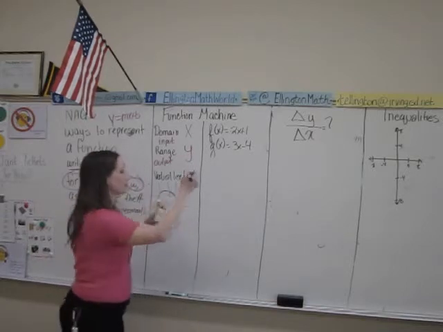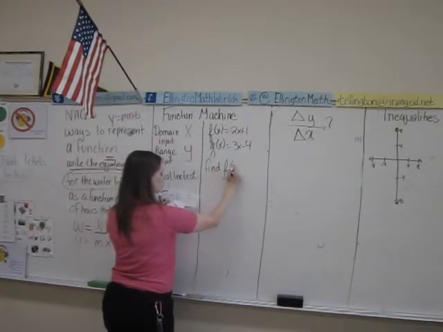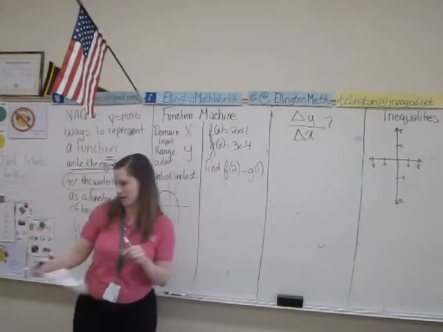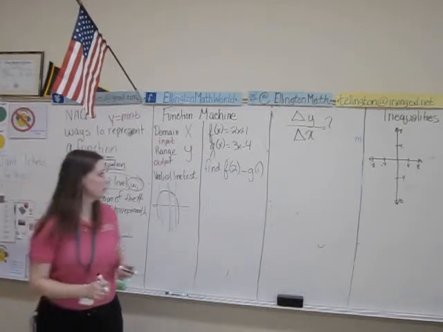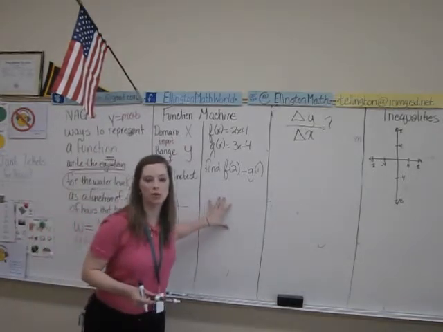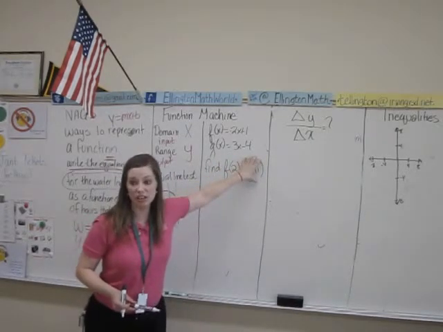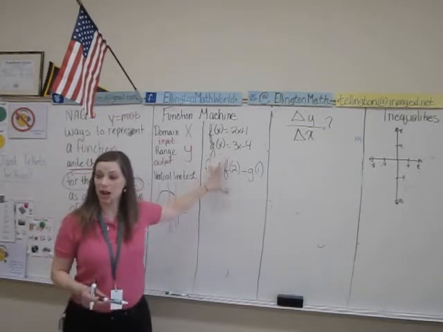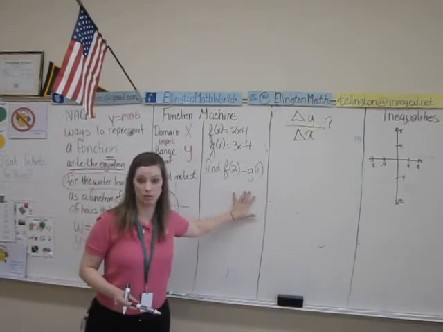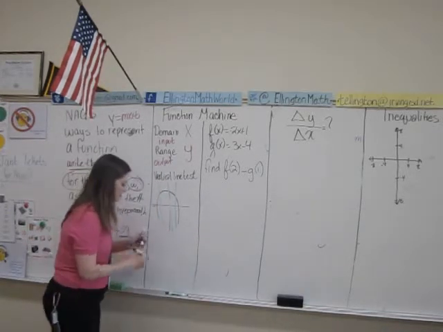It says to find f of 2 minus g of 1. Okay? That's what it's asking you to find. This is actually a 3-step problem. You first have to solve f, then you have to solve g, then you have to put it together and subtract what answer you got for f minus whatever answer you got for g. That's a 3-step problem. That's the nitty-gritty of it.